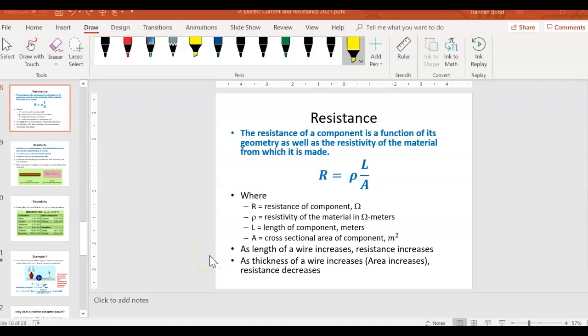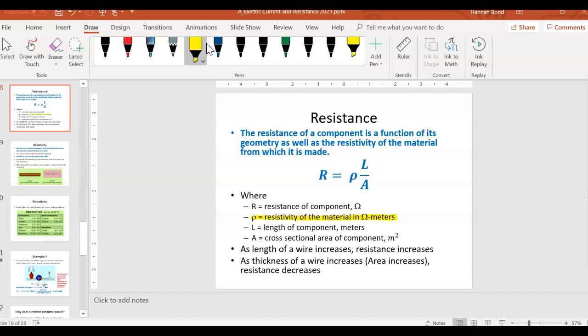This webcast discusses resistance. Resistance of a component is how much it resists the flow of current. And the resistance is a function not only of the material that an object is made from, but also of its geometry. So there's this relationship which we can use to calculate the resistance of a component. The resistance R equals the resistivity, which is represented as a rho, which is the Greek letter rho.